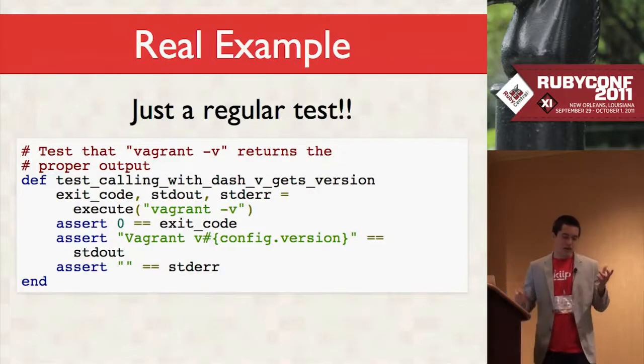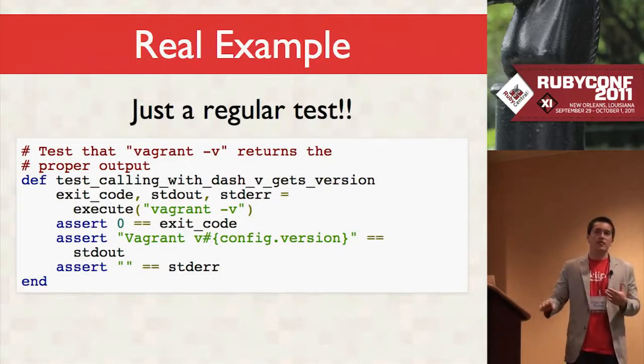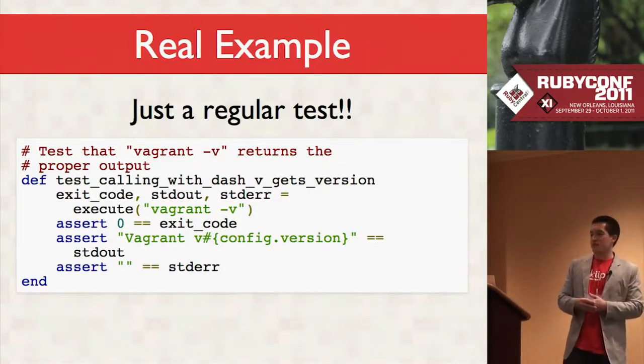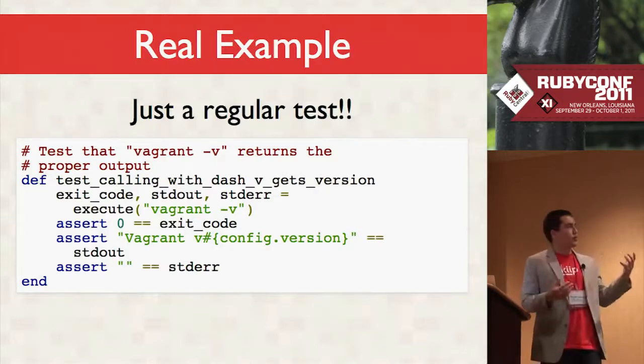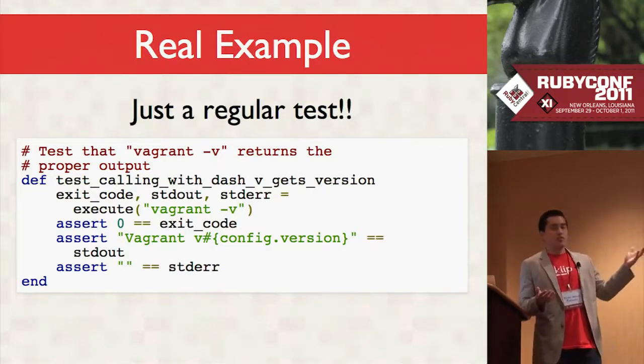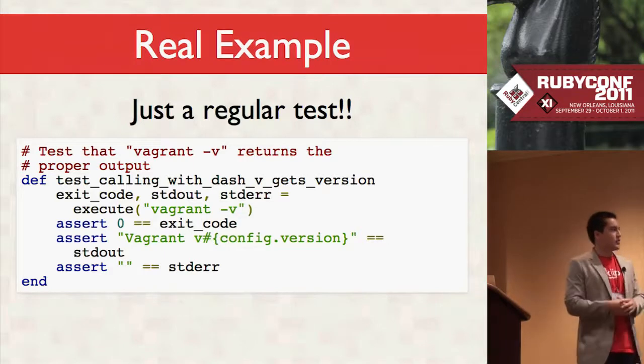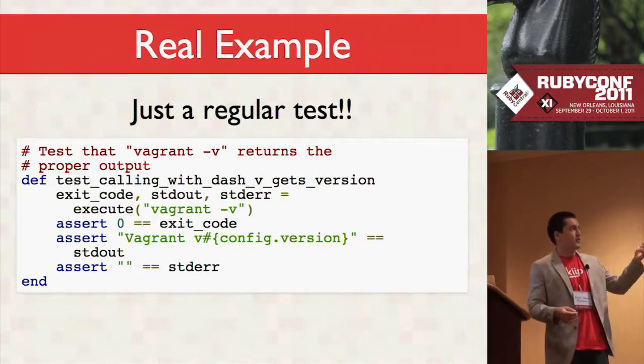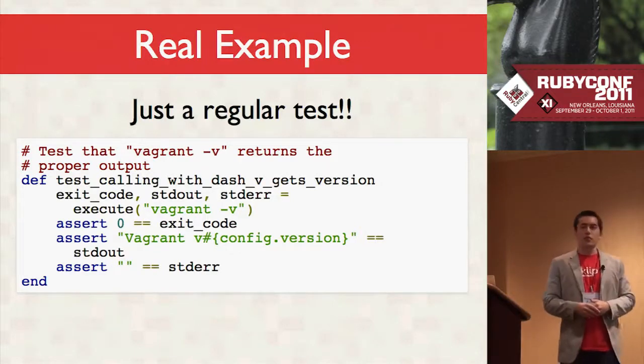Okay, I include this because some people think that integration tests are different than regular tests. So I include a real example. This is a valid integration test. It just uses Test::Unit. I only use Test::Unit, really. And this is an integration test for Vagrant that calling vagrant -v will return the proper version.